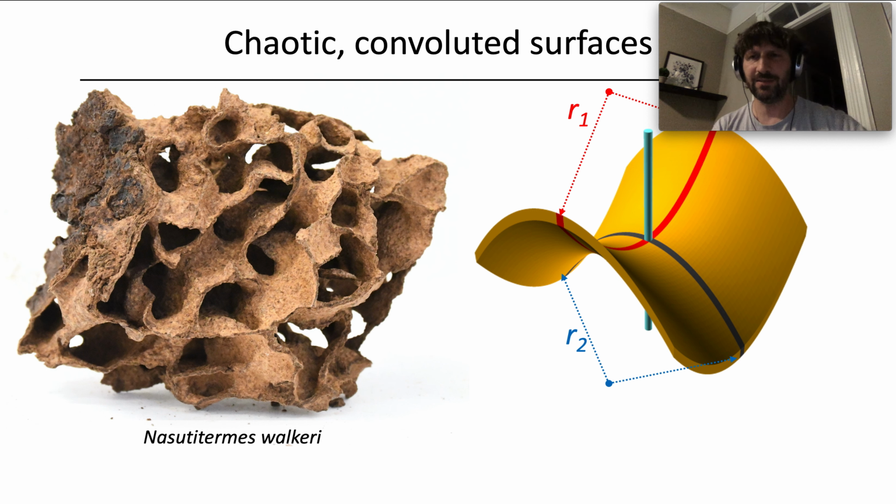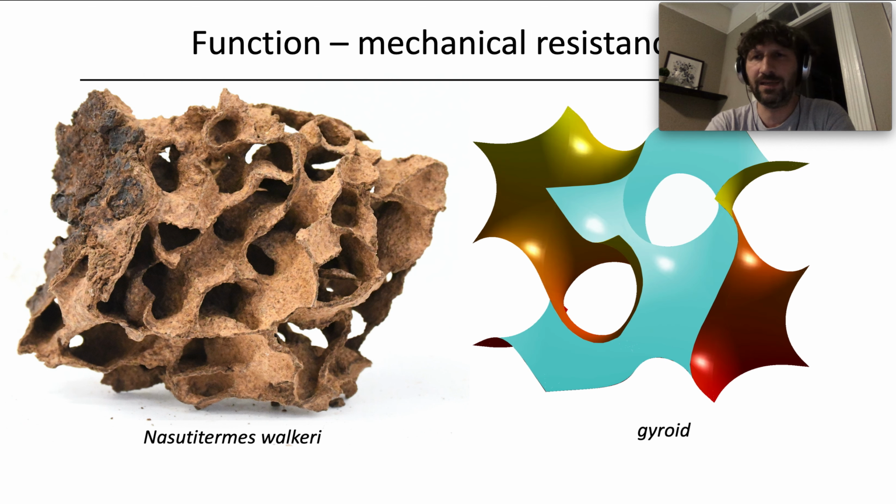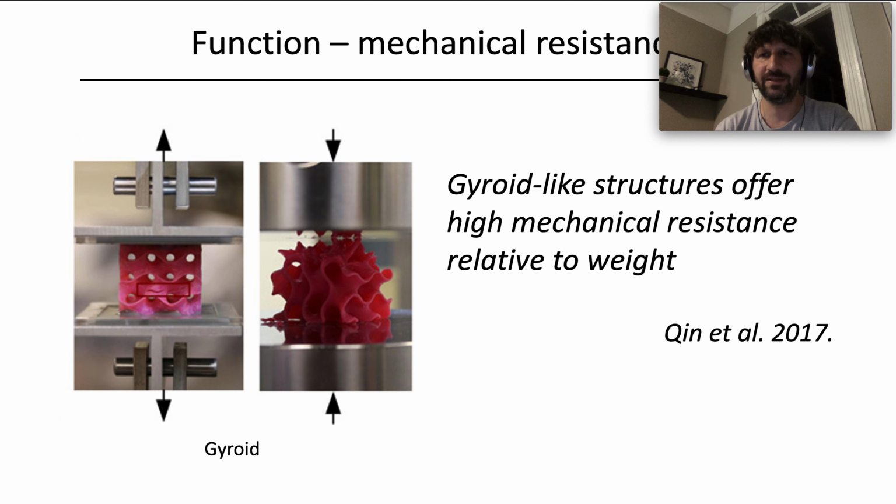So by building structures that are curved in both directions, in all directions, we can imagine that termites make very strong structures. And in fact, there is a mathematical object which is called the gyroid, which is very similar, at least in appearance, to these termite nests. The gyroid is known to offer a very strong mechanical resistance for little weight, precisely because of the curvature of its surface. So in terms of function, we can imagine that this is one of the main advantages of building these types of structures.